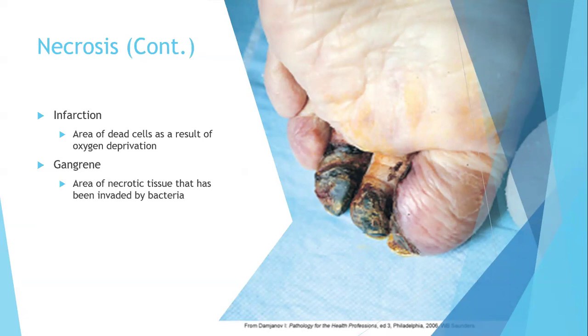If an area of necrotic tissue has been invaded by bacteria, that is known as gangrene. If you have gangrene, that part needs to be excised. So people get amputations from gangrene because you don't want the bacteria to invade surrounding tissues. You don't want it to get into your bloodstream and cause sepsis or systemic problems.